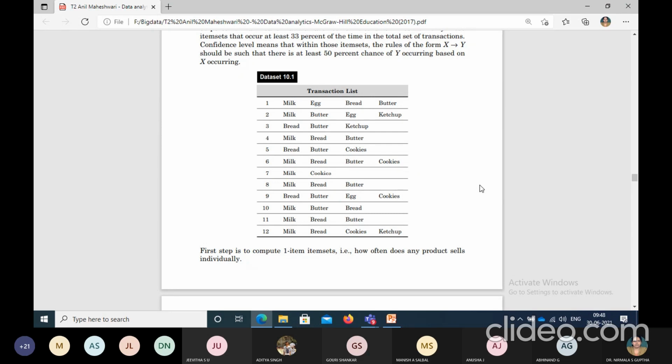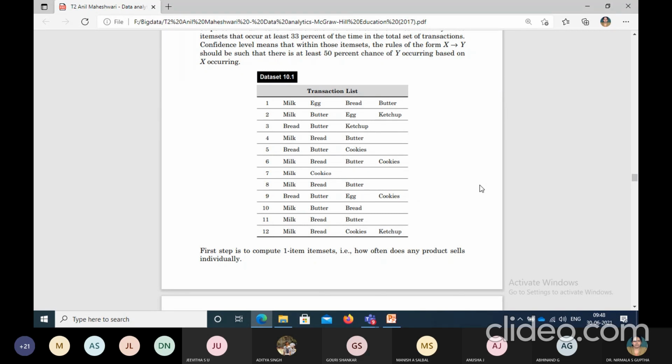So 10, correct? Yes, ma'am. The second row we don't have bread, and the seventh row we don't have bread. So out of 12, the frequency of selling bread, an individual product, is 10 times. Similarly we need to find it for butter. Just count the butter frequency. 1, 2, 3, 4, 5, 6, 7, 8, 9, 10.